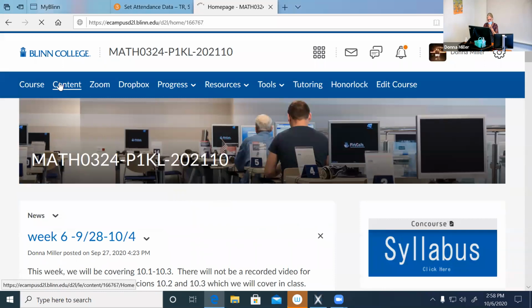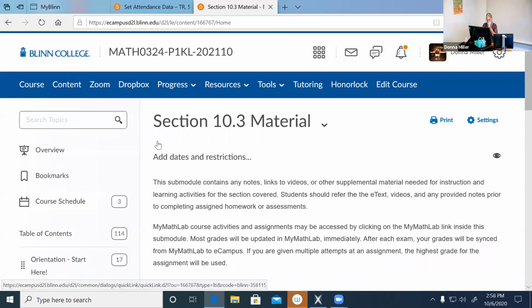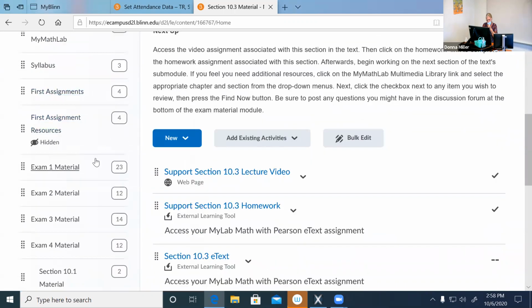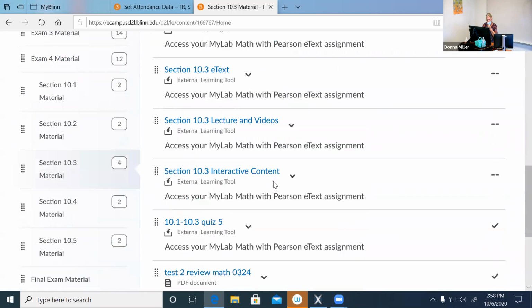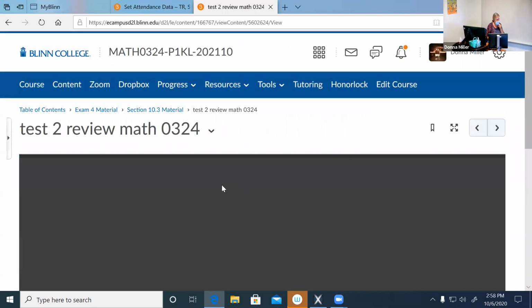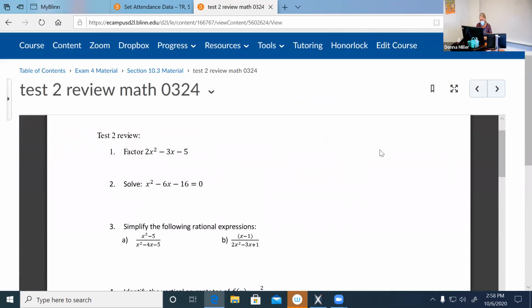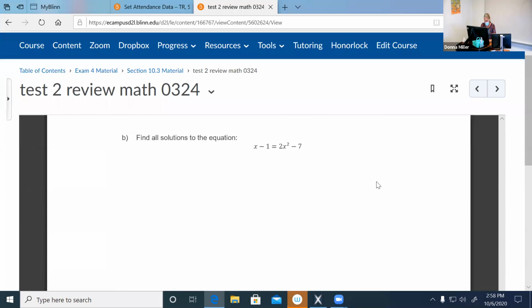Content. I'm just going to pull this up this way. First, 10.3. So I have it under 10.3. I've got the test to review. So we're going to take a look at that and go through what you can expect on this test. I think I'll just download it. That would be the easier thing to do, since this is kind of weird.